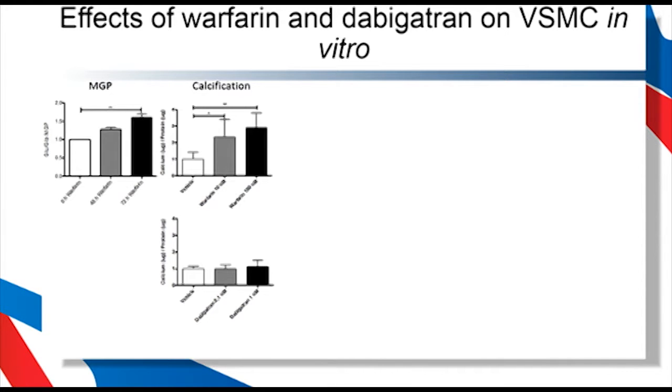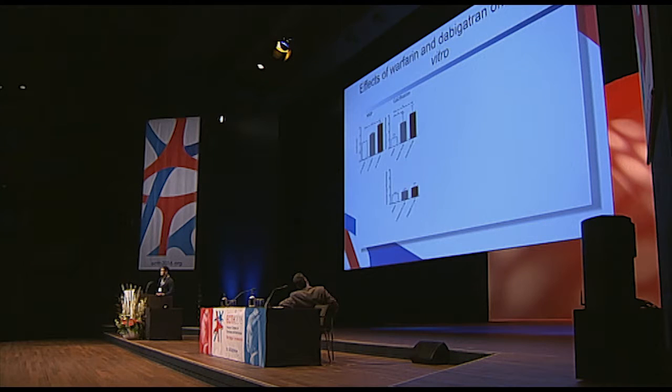We showed in vivo that there is increased oxidative stress after warfarin treatment. And we show that this is also the case in vitro in the vascular smooth muscle cells. This is an indication that the vascular smooth muscle cell also plays a very important role in this oxidative stress in vivo. And again, there is no effect after dabigatran treatment.